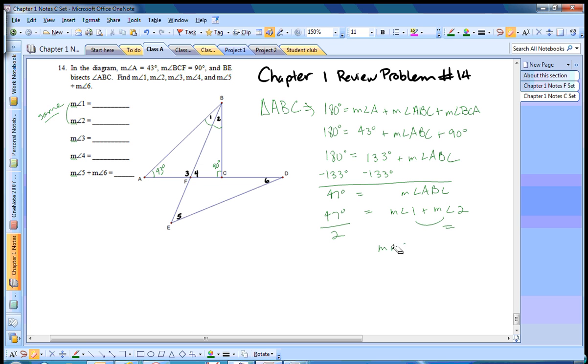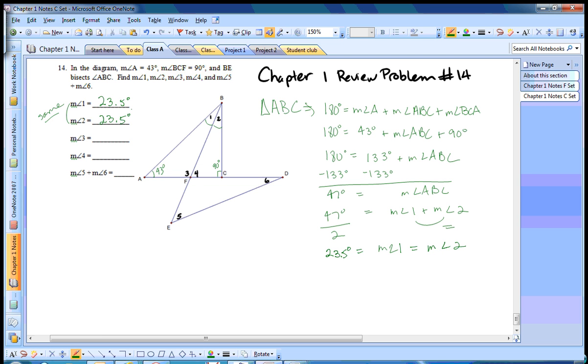Let's try that again. Measure of angle 1, which is equal to the measure of angle 2. And of course, 47 degrees divided by 2 gives me 23.5 degrees. I'm going to go ahead and add that to my list of answers.